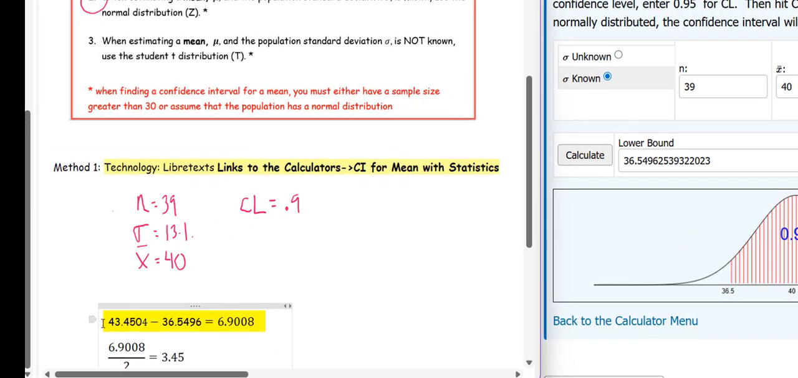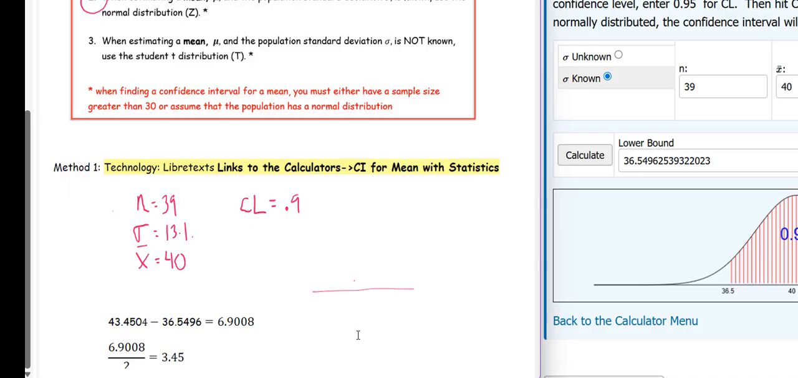My upper bound is 43.4504 and my lower bound is 36.5496. Now I want to take that difference to find out the width of my interval. My whole interval, this is X bar centered in the middle, the whole interval has width 6.9008. So this is my margin of error here, and this is my margin of error here.